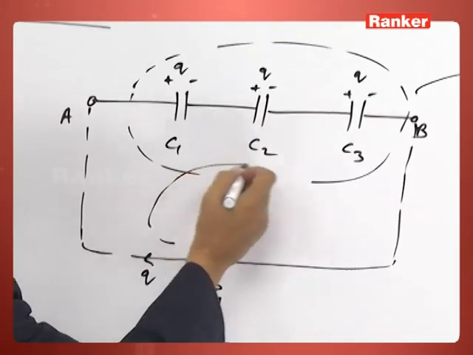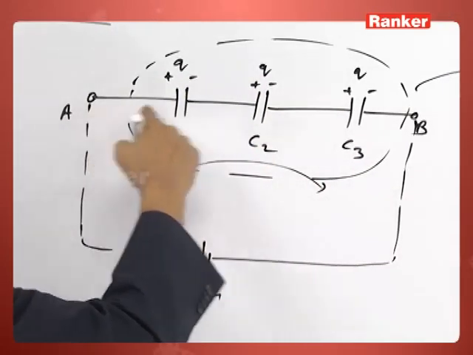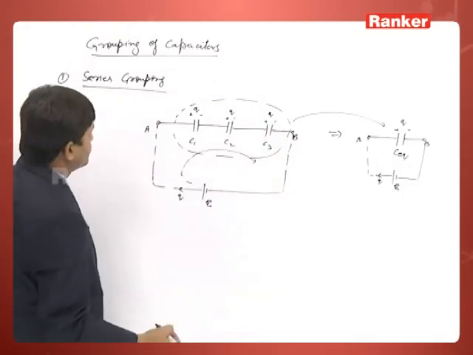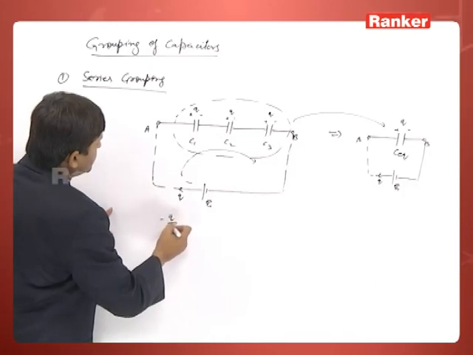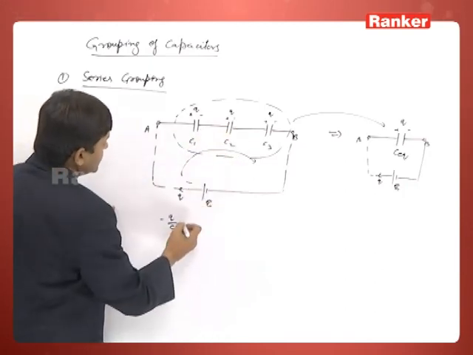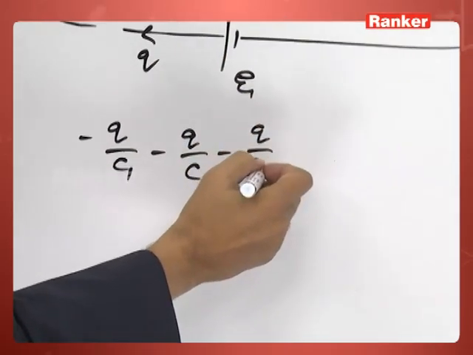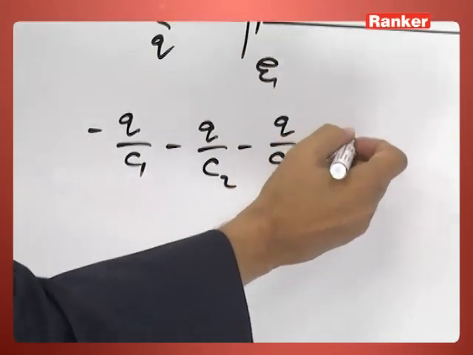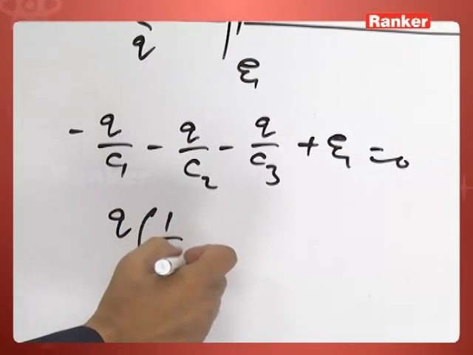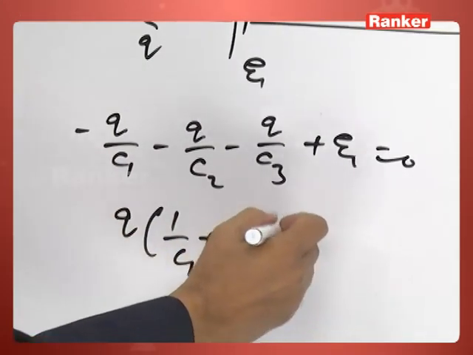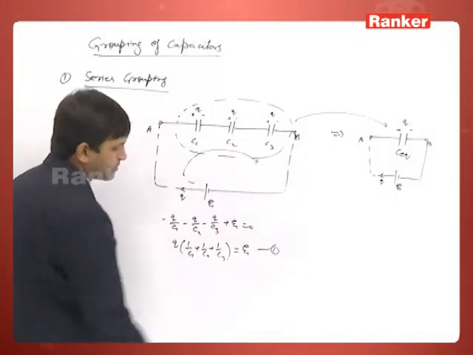Just use Kirchhoff's second law. I am going in the clockwise direction. Let me start from A and I will come back to A again. Starting from A, we can write the equation: minus Q by C1, minus Q by C2, minus Q by C3, plus E, which is 0. Then we can write Q times (1 by C1 plus 1 by C2 plus 1 by C3) is equal to E. This is the first equation.